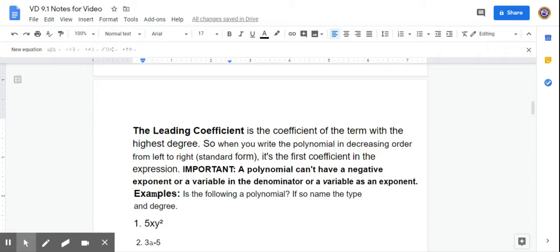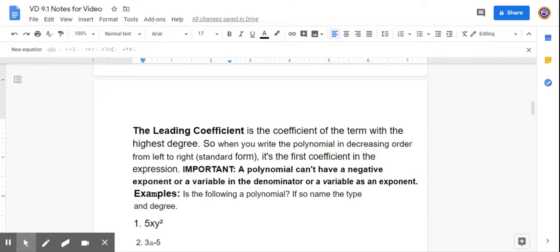Something very important to remember when asked to identify a polynomial is that a polynomial cannot have a negative exponent or a variable in the denominator or a variable as an exponent. So those three things cannot be in the expression if you're going to say it's a polynomial.